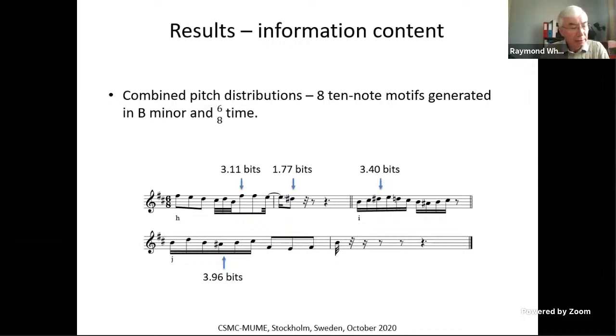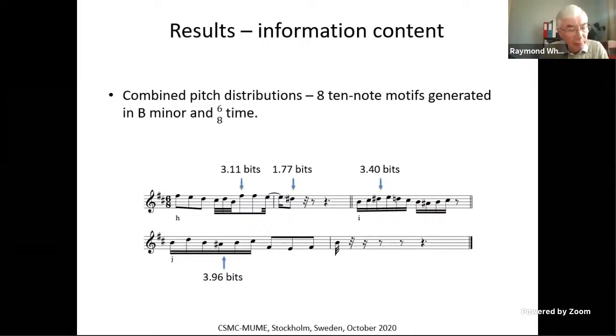We generated 8 10-note motifs in B minor and 6/8 time, starting on the first beat of the bar. To begin with, H was calculated using combined probability distributions for the prediction of pitch. In motif H, an acceptable F sharp has the highest information content, whereas the unacceptable D sharp has a much lower one. This is not what we want.